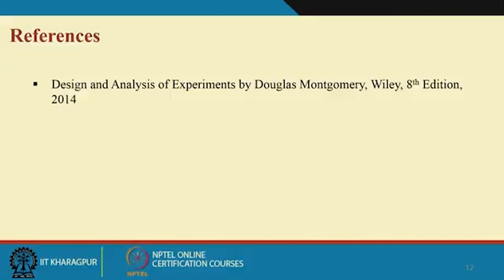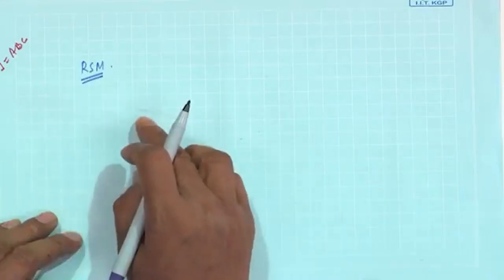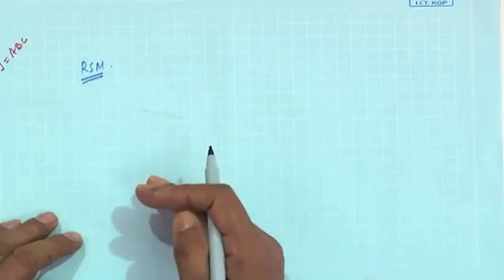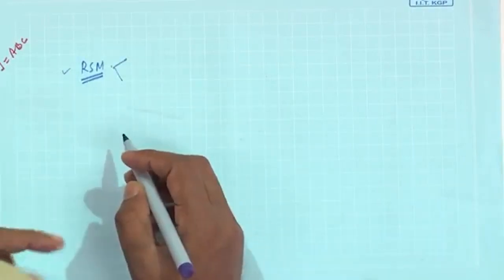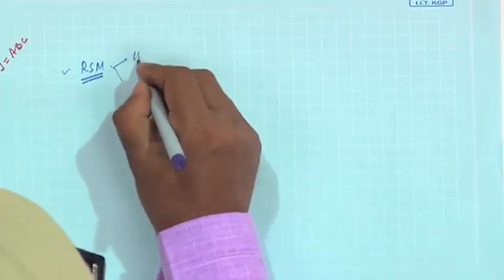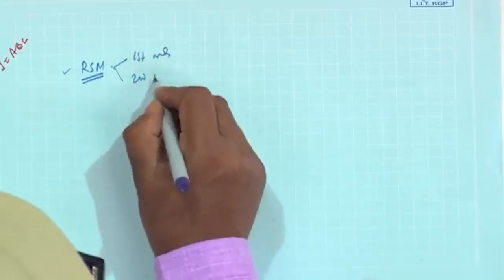Ultimately, we have presented here some portion of chapter 11 of Design and Analysis of Experiments by Montgomery, and in a nutshell, what we have discussed so far is that response surface methodology is very useful, and it is heavily used to find the optimum zone of operation. Response surface methodology relies on regression. There will be first order regression, there will be second order regression.